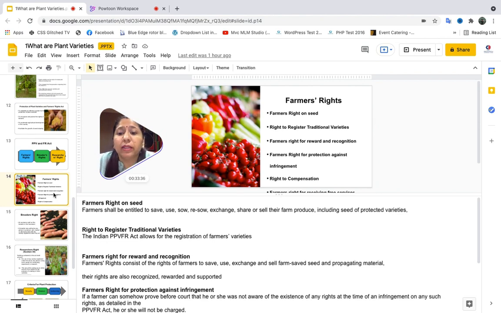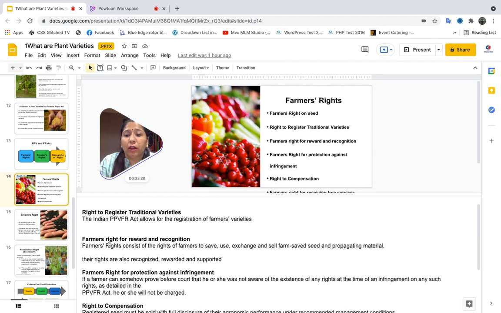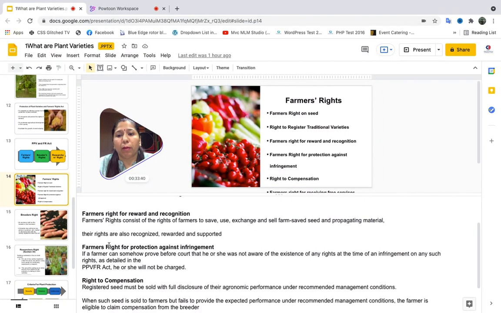Now, the third one is farmers' right for reward and recognition. When a farmer or breeder is putting efforts in the field in breeding new plants and varieties, their effort should be rewarded, their effort should be recognized, and they should be supported. So various schemes have been launched by the government for supporting, recognizing, and rewarding the farmers for their efforts.